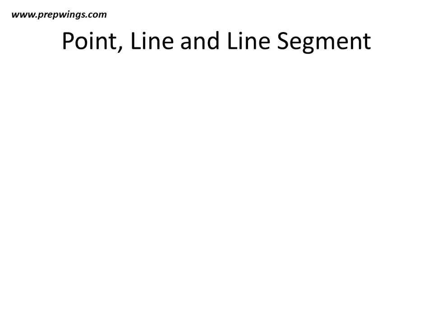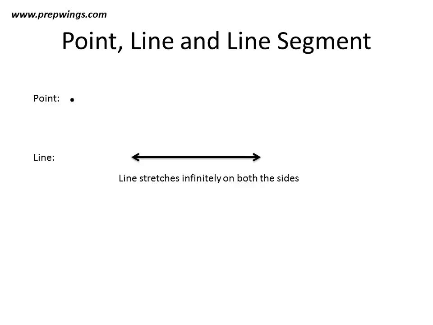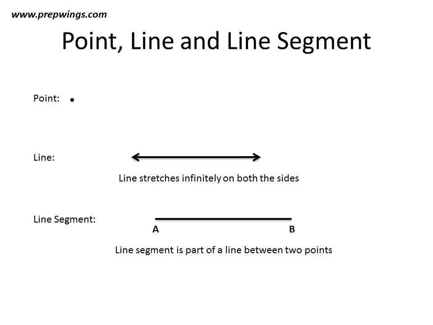Okay, in this video we'll talk about basics of geometry. First we'll talk about point, line and line segment. We have shown a point here. Point is nothing but a dot. A line is shown over here. A line stretches infinitely on both the sides. And a line segment is a part of the line between 2 points. So over here a line segment AB is shown.